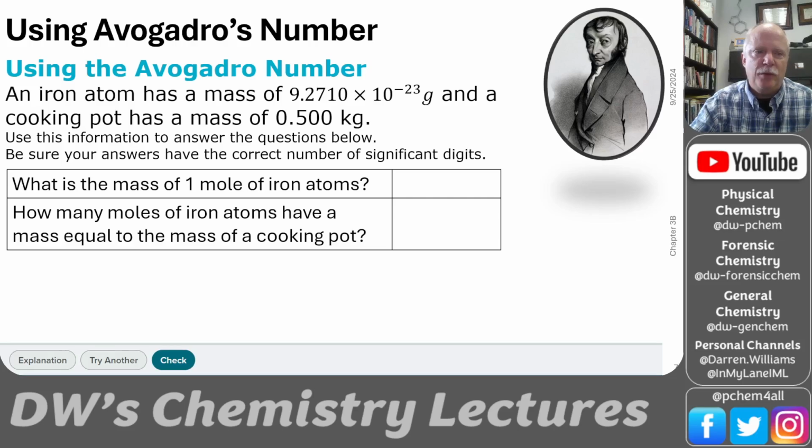So this first problem that we did this morning was out of Alex. An iron atom has a really small mass, as you can see here, and then it has another random fact, that they weighed this cooking pot and it had a mass of 0.5 kilogram. So the first question is, what is the mass of 1 mole of iron atoms? So we have this mass of a single atom, and we need to know the mass of a mole of those atoms.